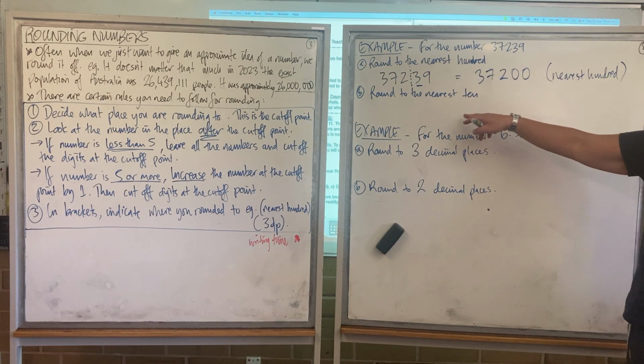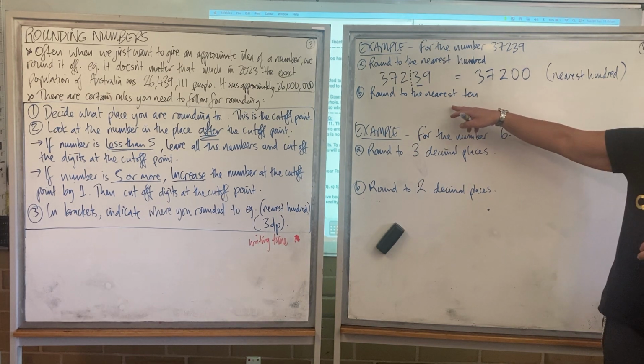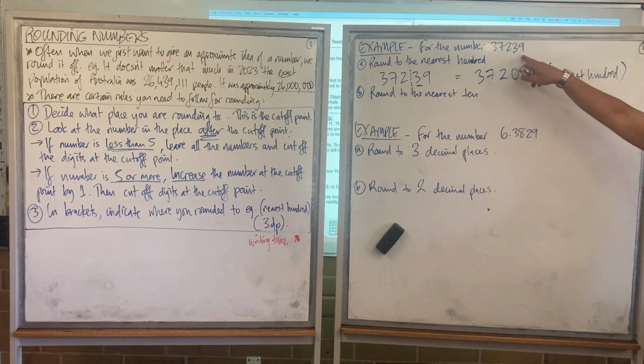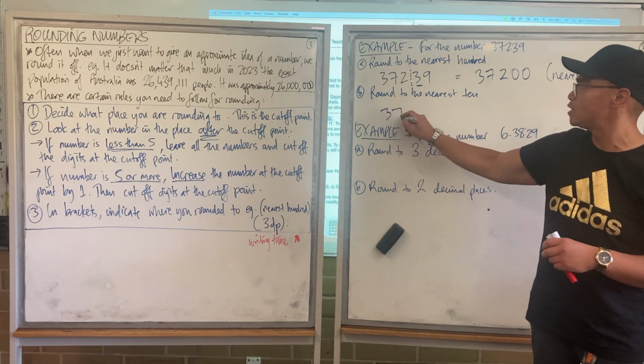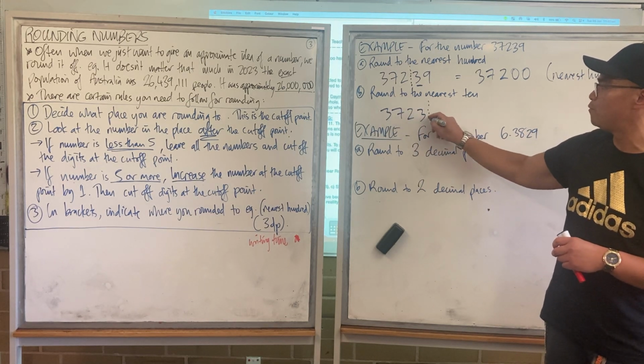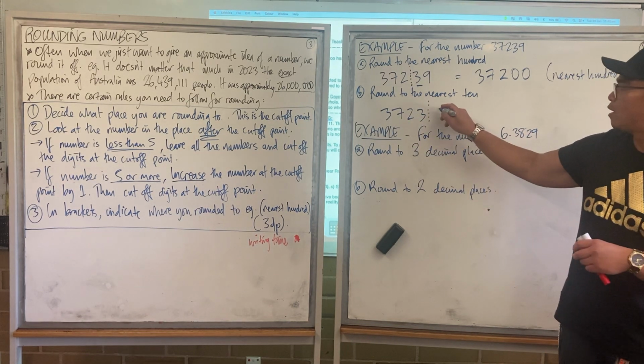Next example, and then I'll give you some time. Round to the nearest 10. Is 9 in the tens column? Is 3 in the tens column? Yes. So I'll write it again: 3, 7, 2, 3, 9. My cutoff point is going to be after the 3.